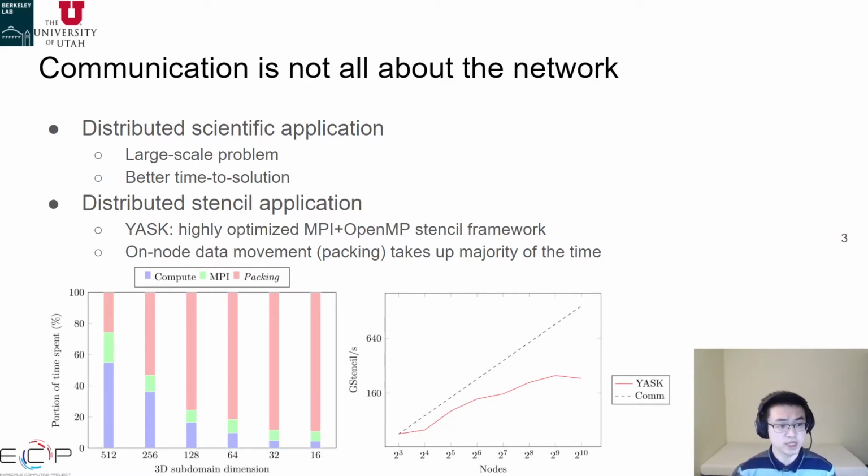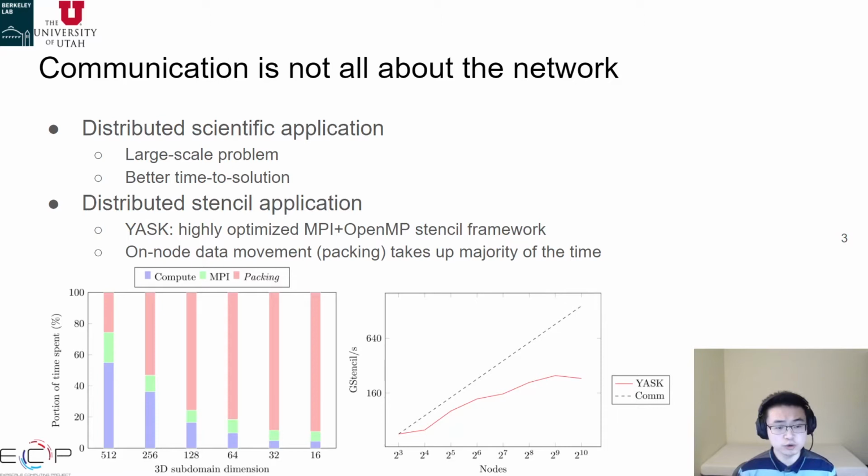When we look at the communication performance of a distributed Stencil application, we find that it may not be bounded by the network performance. And in fact, unknown data movement that's incurred during communication, such as packing, which is used to combine the data to form MPI messages, can potentially take up a majority of the time spent during communication.